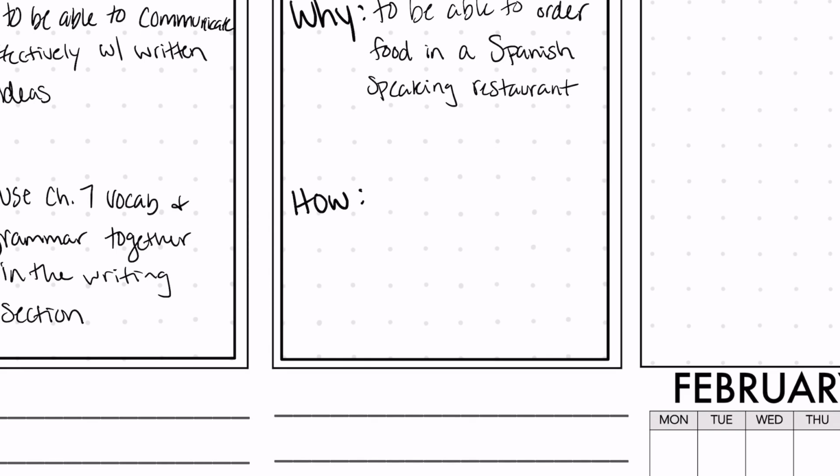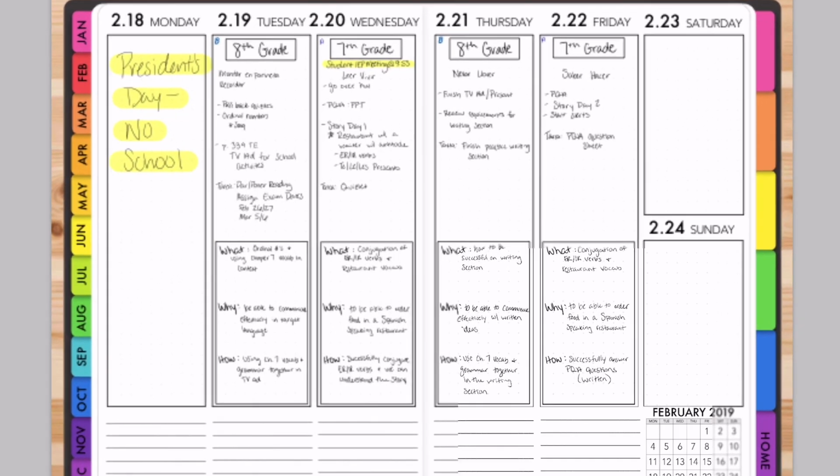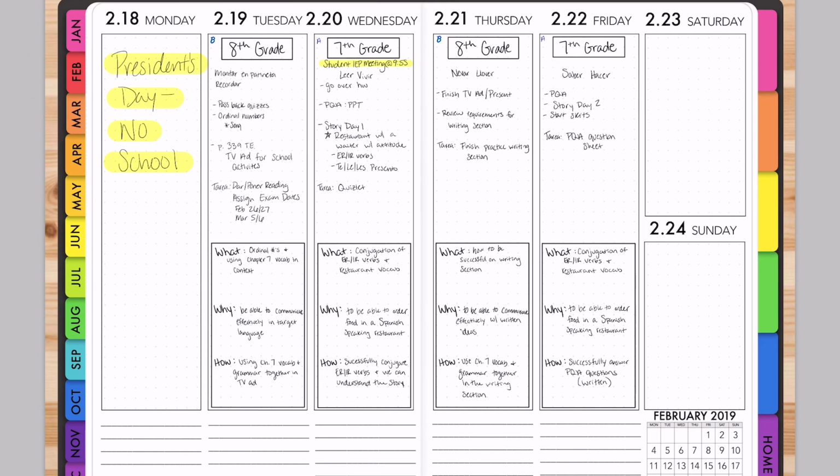And then how will the kids know they are successful? Today, they will know because they will successfully answer the PQA questions in written form. All right, so that's how I plan week by week.